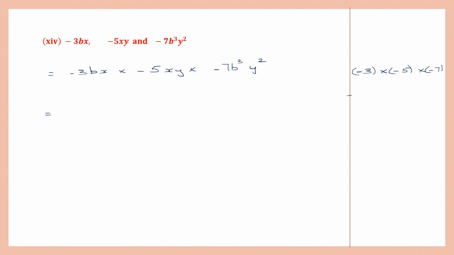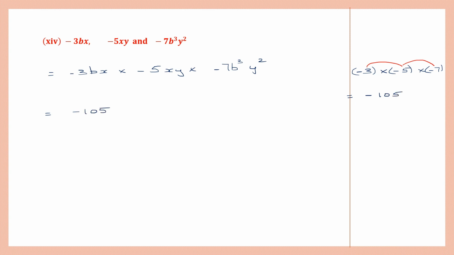Now let's look only at the signs. Here we have minus into minus is plus, plus into minus is minus. So that is minus. Now let's multiply the numbers. 3 fives are 15 and 15 into 7 is 105. So here we have minus 105.